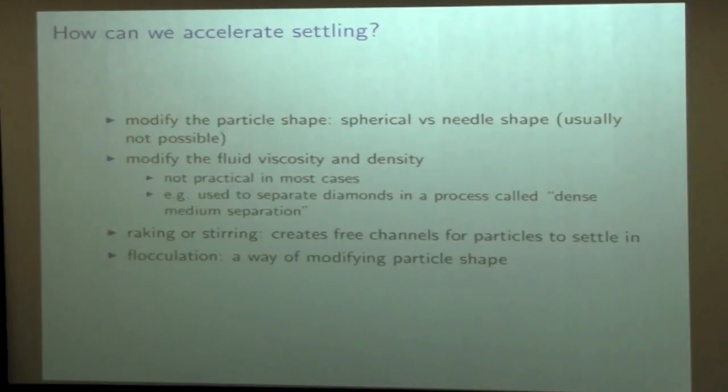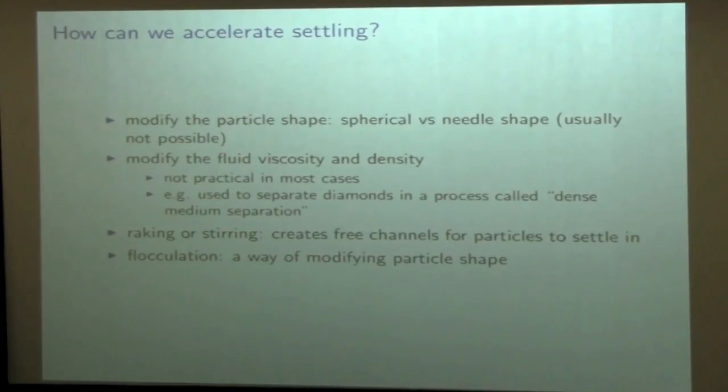But in general, we'll just use our regular fluid, water, but it's possible to modify your fluid's viscosity and density to improve your separation efficiency. The other thing that's done is we use rakes and stirrers at the bottom of those sedimentation vessels. Those rotate around and they create channels for two reasons. Those channels created by the rakes allow liquid that's been entrained in the solids to leave and move up, and create new channels for the solids to settle into and concentrate on.